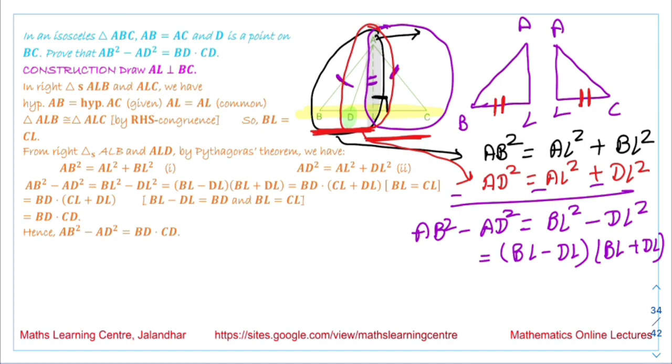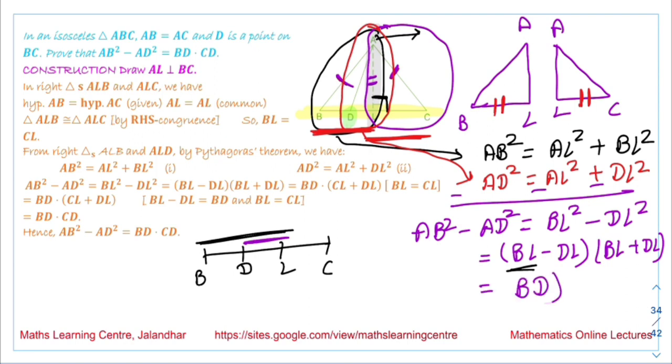Now look at this value over here. We are talking about this straight line, with the points B, D, L and C. So BL is this length, and DL is this length. When we subtract these two values, the answer we get is BD.